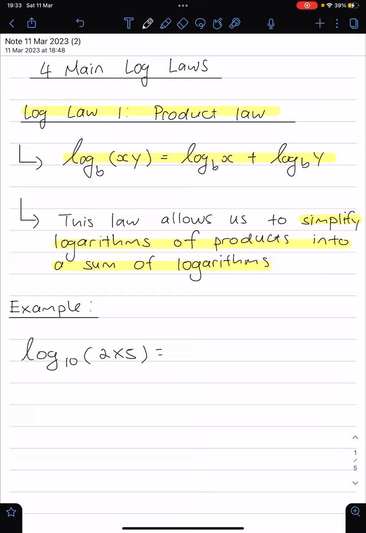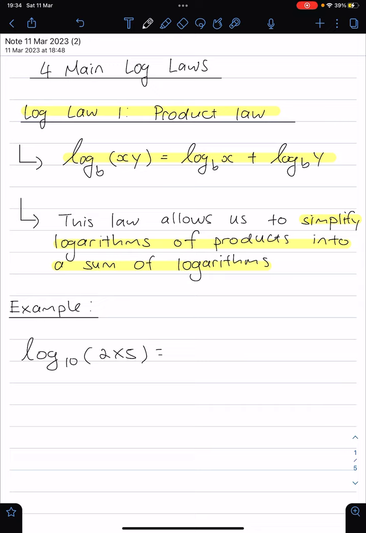Okay, let's go over the first one, the product law. The product law is stated as follows. Log b (x times y) is equal to log b x plus log b y. In simple terms, this law allows us to simplify logarithms of products into a sum of logarithms.